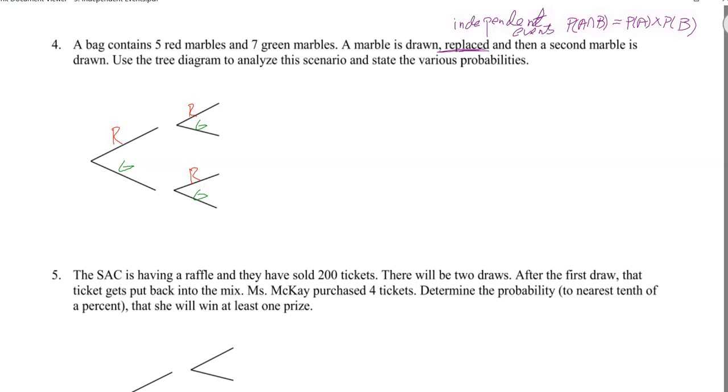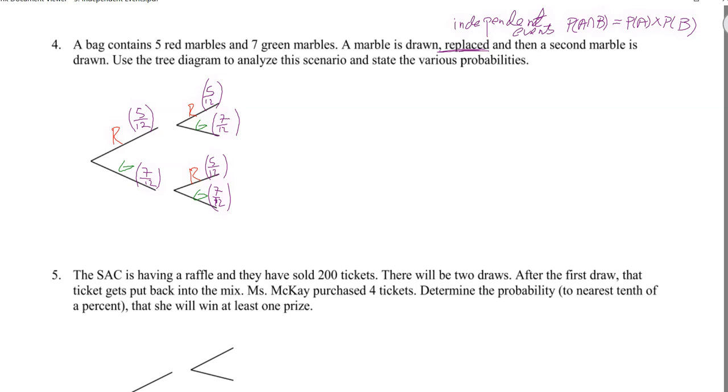5 red marbles and 7 greens. The probability of getting red is 5 out of 12. Keep in mind these have to add to 1, so that's 7 out of 12. Now in a dependent event, that would have changed to 4 out of 11. The probability of getting red is always 5 out of 12. Probability of getting green is always 7 out of 12. And the reason is you are replacing.